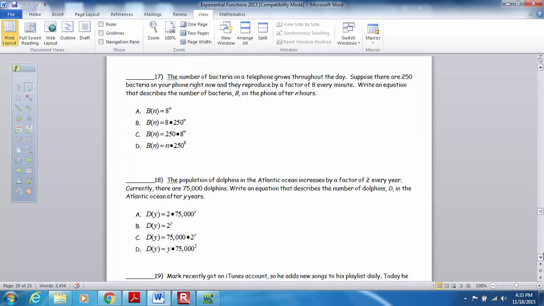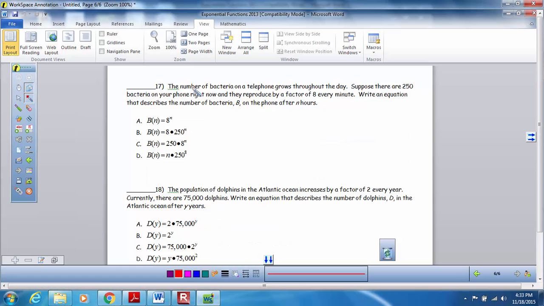Okay, so let's talk through 17. 17 says the number of bacteria on a telephone grows throughout the day. Suppose there are 250 bacteria on your phone right now, and they reproduce by a factor of 8 every minute. Write an equation that describes the number of bacteria B on the phone after n hours. So we want to know how many bacteria there will be after n hours.